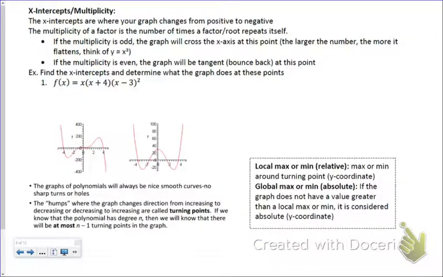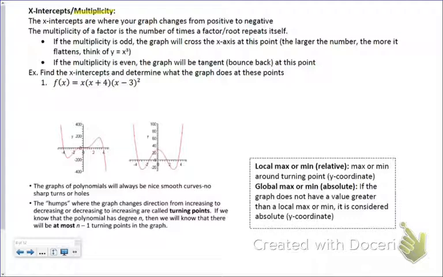So now that we know what the ends are doing, we need to figure out what the middle of our graph is doing. Now that is dependent on our x-intercepts and the multiplicity of the x-intercepts. So multiplicity is probably a new word for you guys. All that means is the exponent of the factor. Okay, it's the exponent of the factor. It's how many times the factor repeats itself.